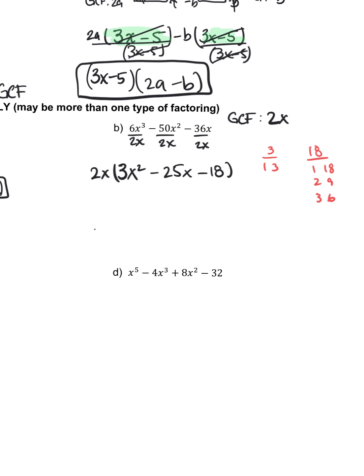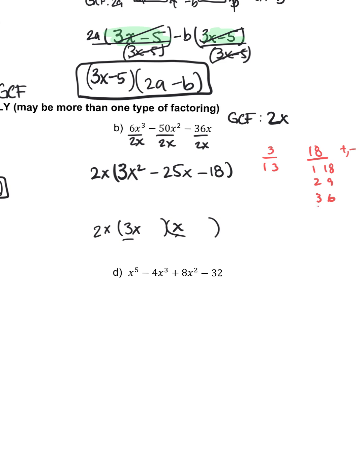So we have 2x, 2 parentheses. Now with the factors of 3 being only 1 and 3, one's a 3x and one's an x. It doesn't matter which order you put it in, now you just have to figure out which one of these we can use, okay? So again, we know that this has to be a plus and a minus. The signs inside have to be opposite.